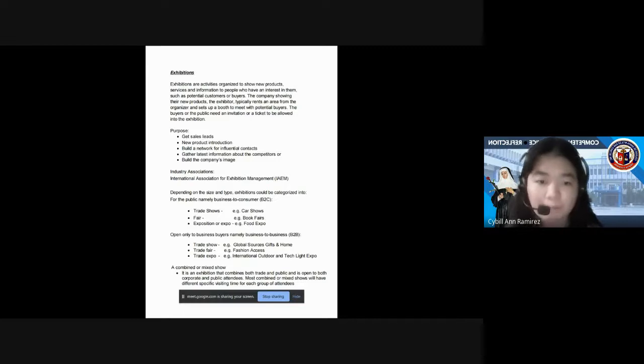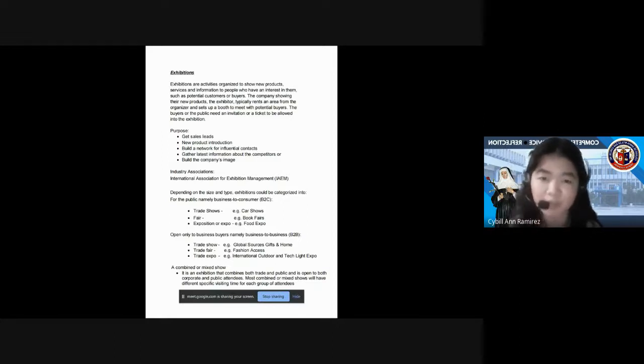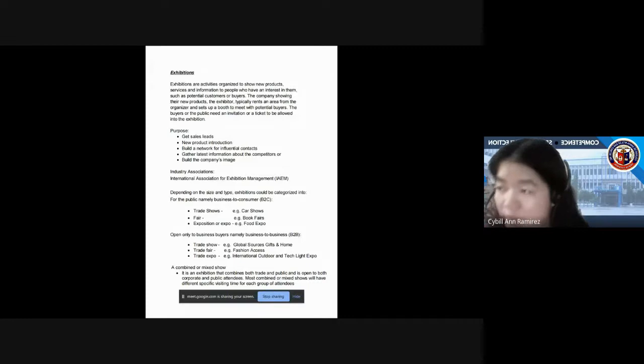Then we have the combined or mixed show. A combined or mixed show is a combination that is open to the public, to consumers, and also open to businesses or corporate partners. So it can be B2B and B2C. Most combined or mixed shows will have different specific visit times for each group of attendees because their behavior is different. For example, Monday is for B2C and Tuesday is for B2B, because it's a week-long exhibition.